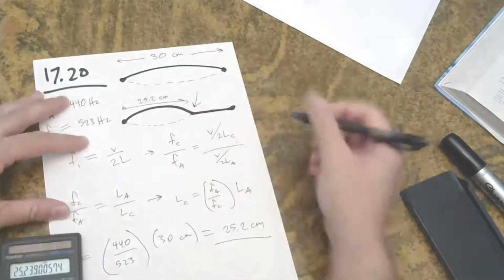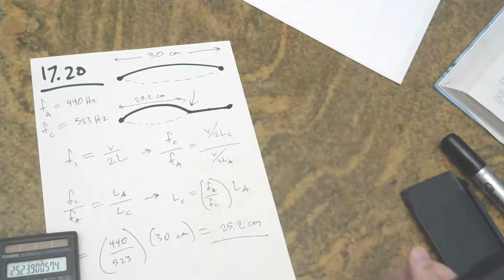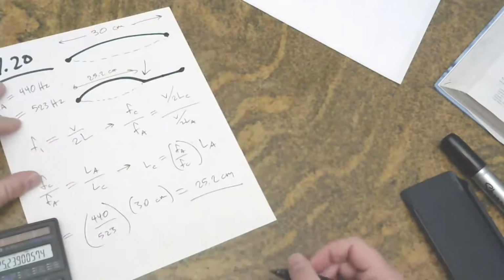But what they're really asking is how far down from the nut should you press down the string? Evidently, that would be 4.8 centimeters.